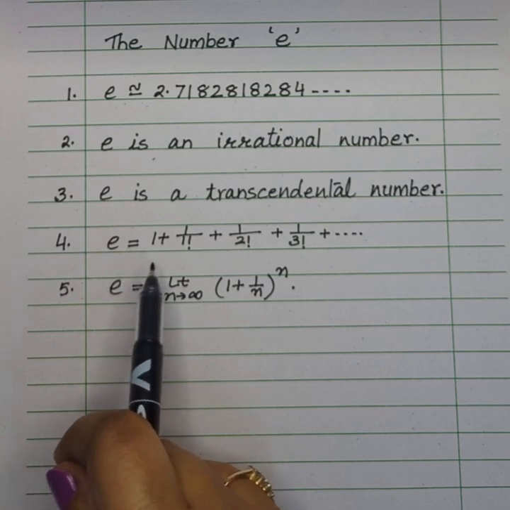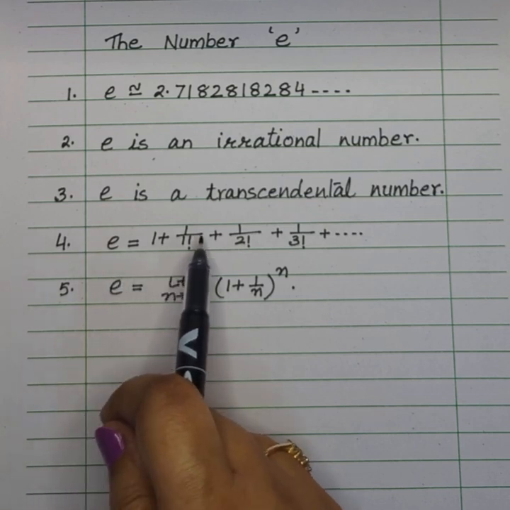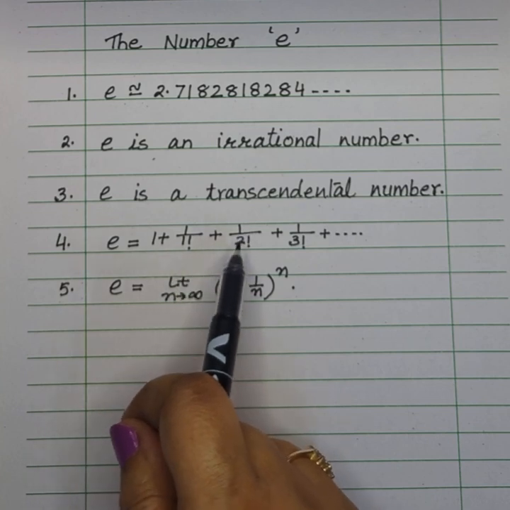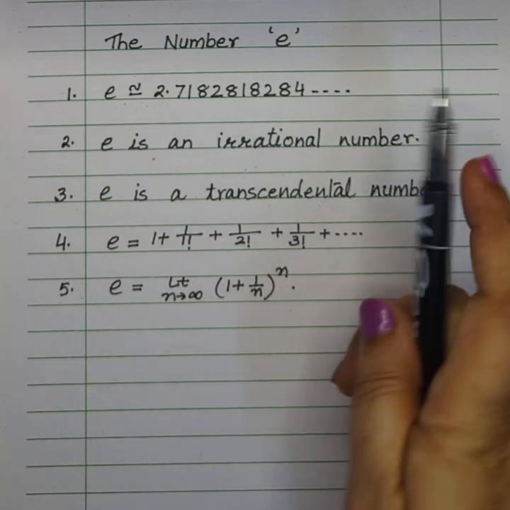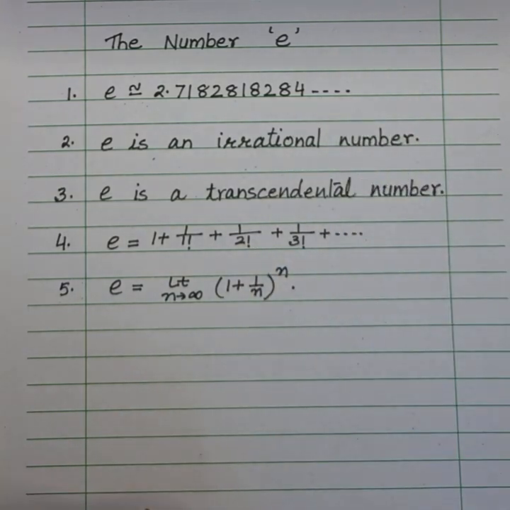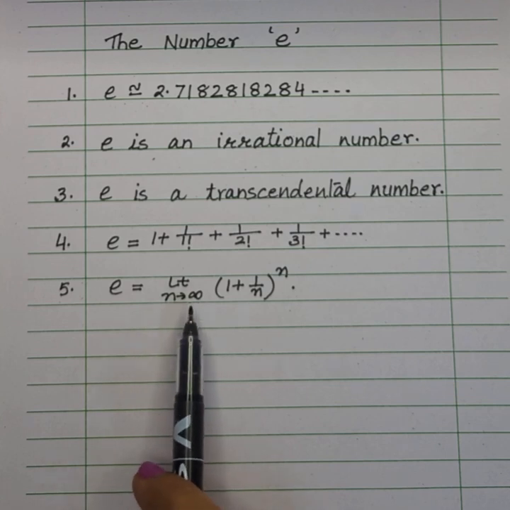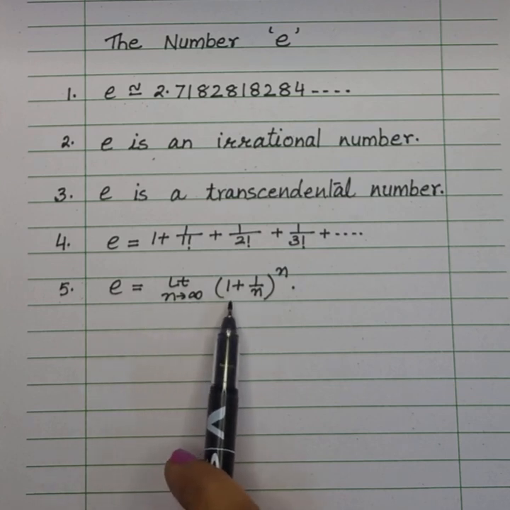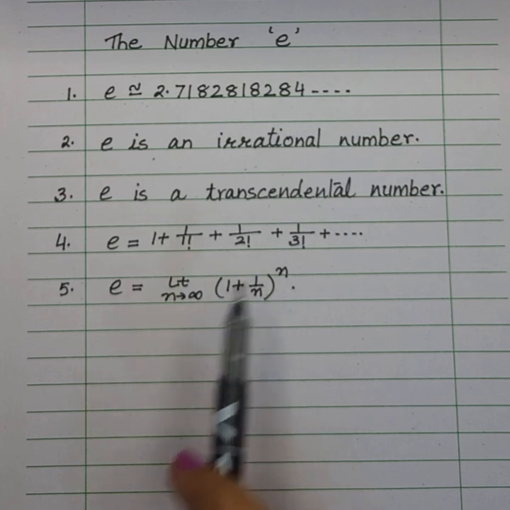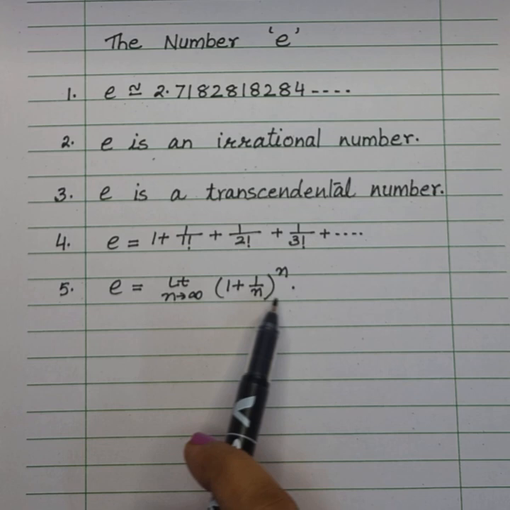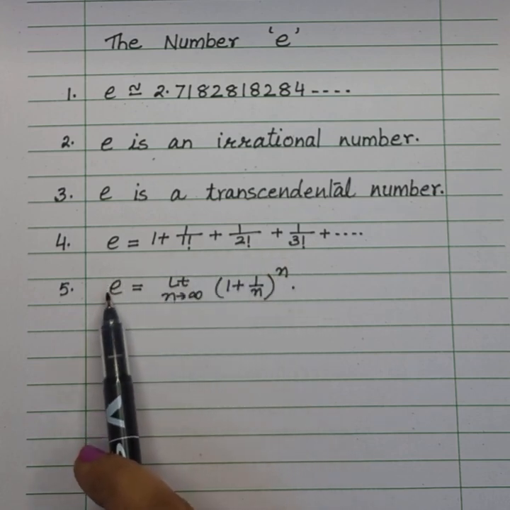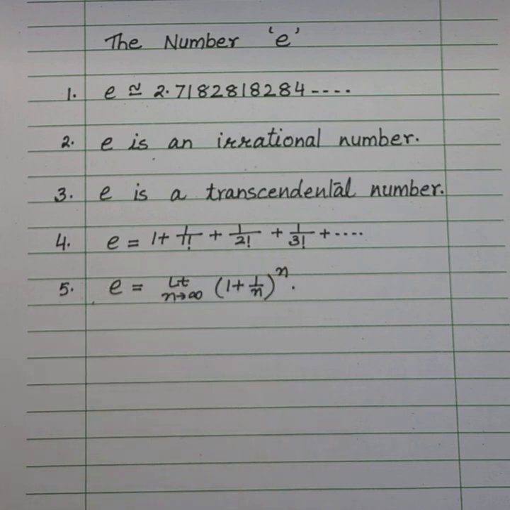Then e can be written as 1 plus 1 upon 1 factorial plus 1 upon 2 factorial and so on. If you add this series, you will get approximately the same number. e is also defined as the limit as n tends to infinity of (1 plus 1 upon n) raised to the power n. So today I am explaining this definition, how to introduce e using this definition.